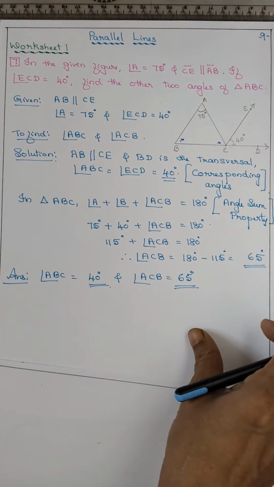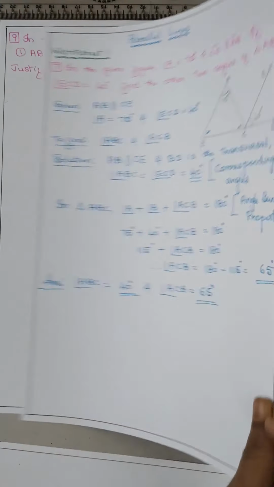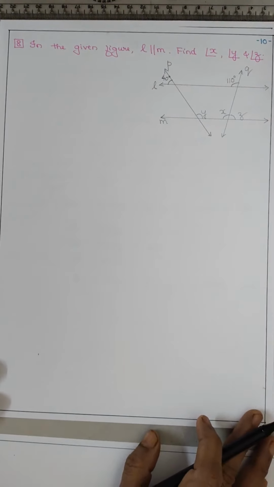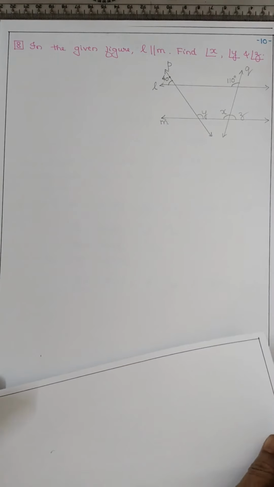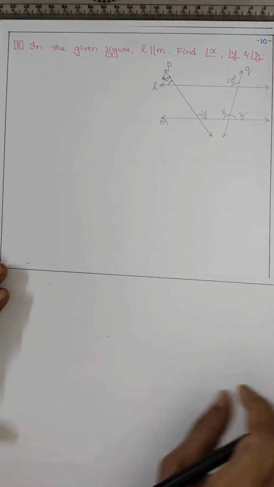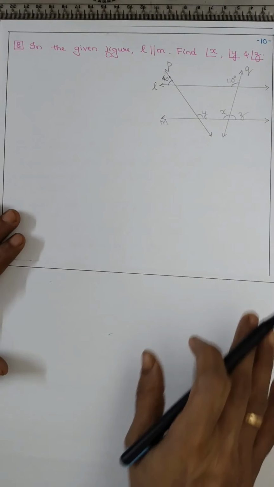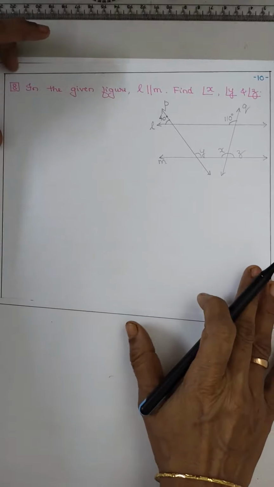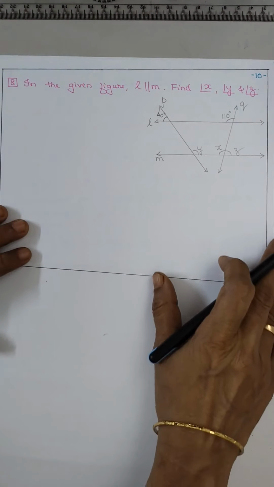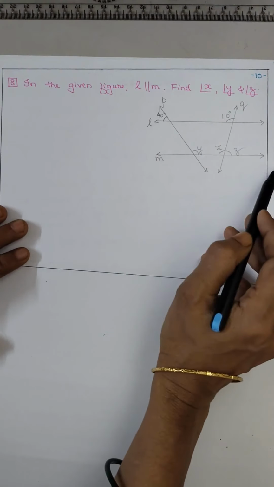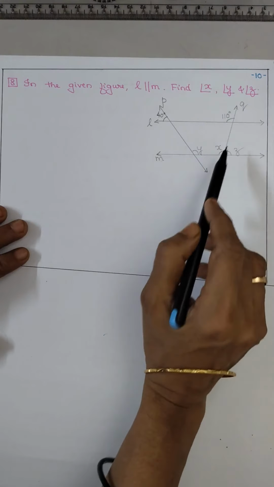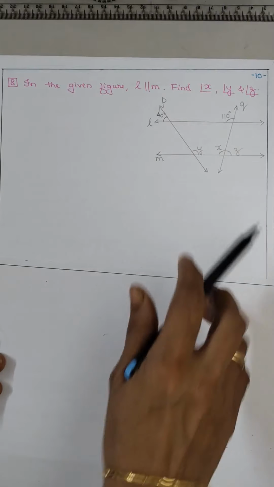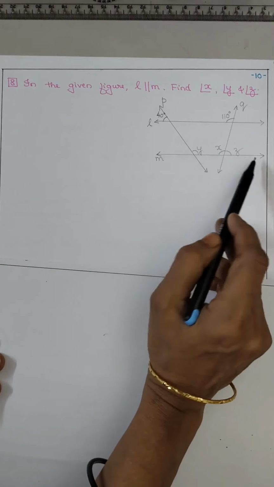Okay. Now coming to the eighth sum. In the given figure, L is parallel to M. Find X, Y and Z. So in the figure, L is parallel to M and P and Q, two transversals, are given. You have to find X, Y and Z.